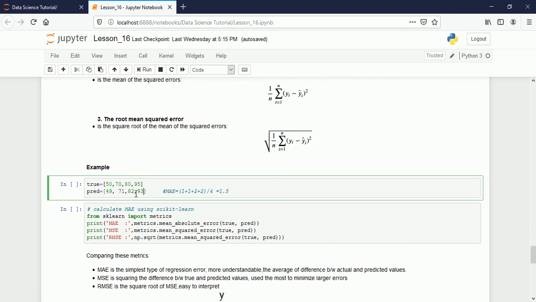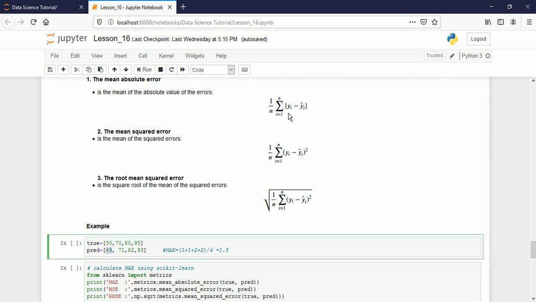So 93, 82, 71, these are the predicted values and these are the true or actual values. Now if we want to calculate the mean absolute error, what do we have to do? We subtract the predicted value from the actual value, and then divide by the number of observations. So 50 minus 49 is 1, 70 minus this one becomes 1. We take the absolute, if you remember; minus 1 becomes plus 1. 80 minus 82 is minus 2, absolute of that is 2.